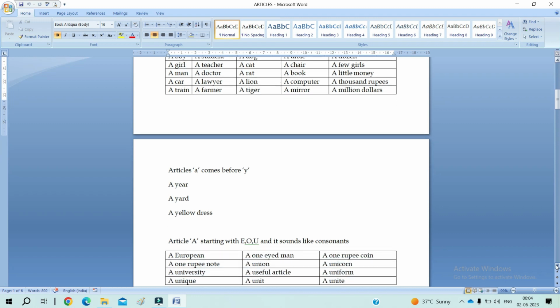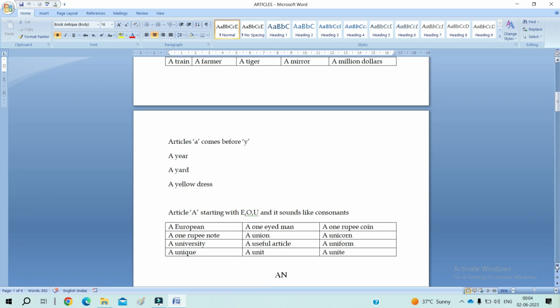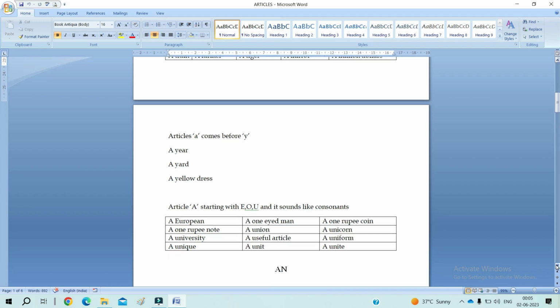Article a comes before y: a ear, a yard, a yellow dress. Before the letter y.